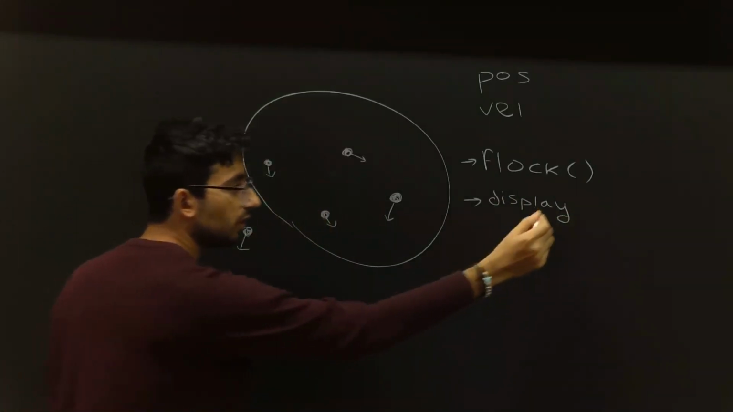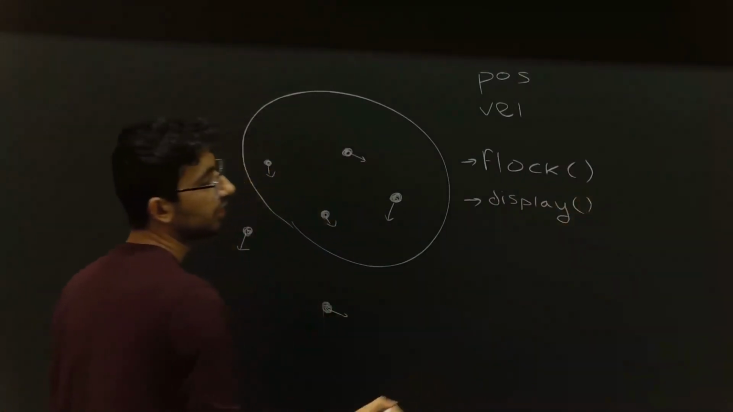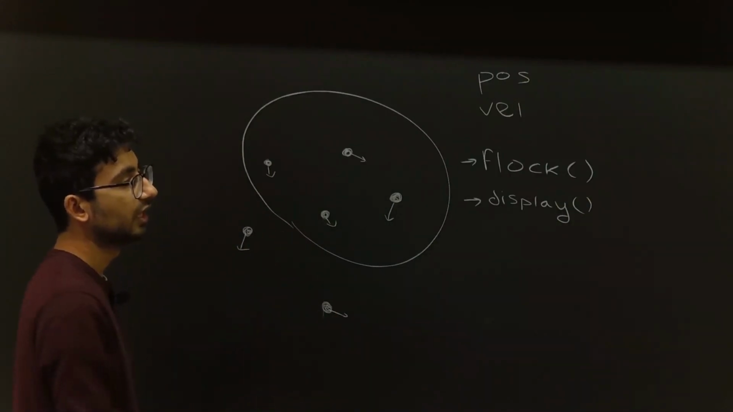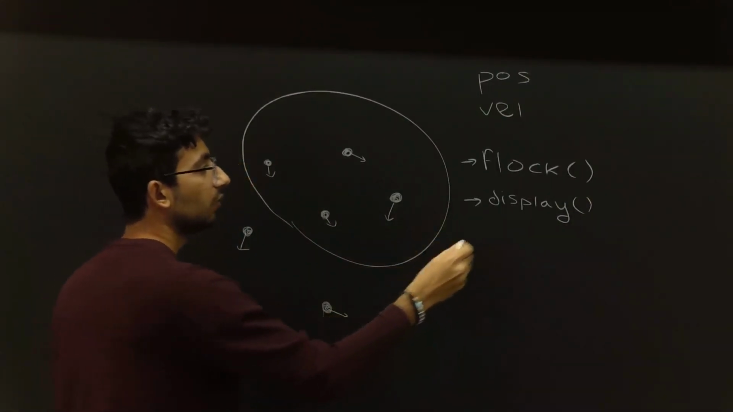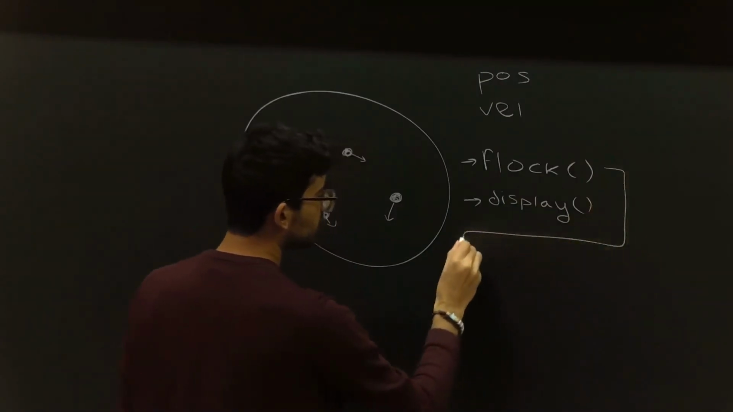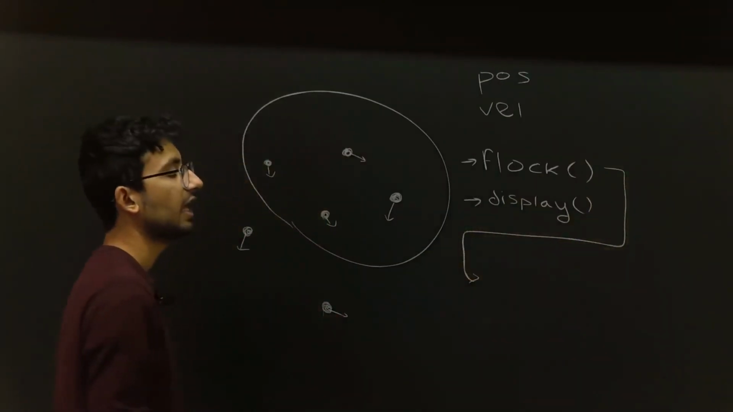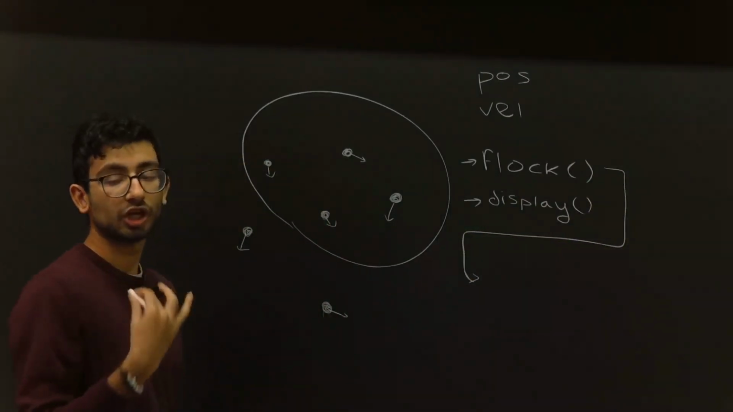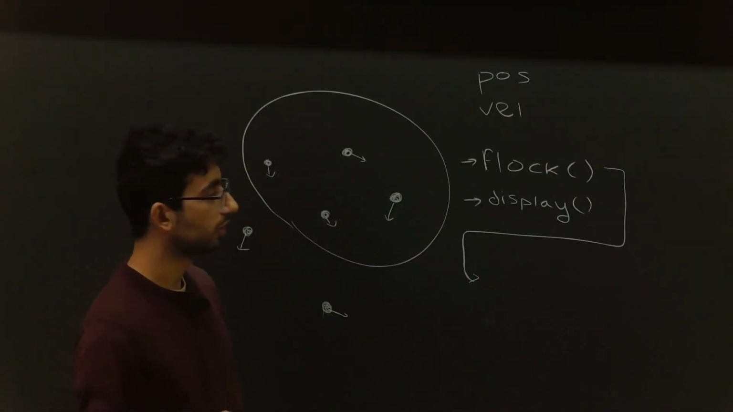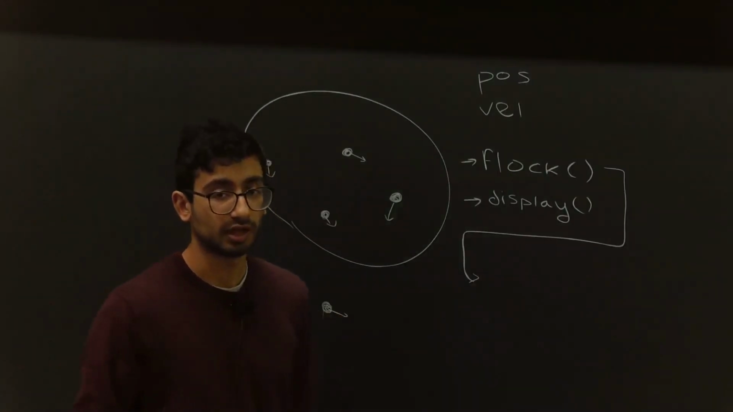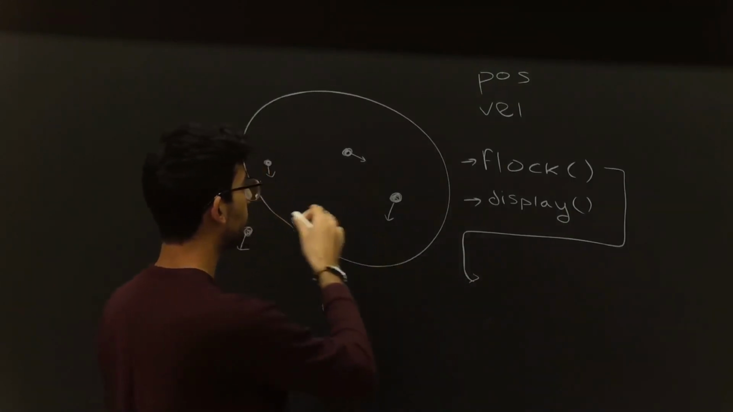And I think that's really all we need. We need the ability to flock, and we need the ability to display ourselves. So displaying yourself is pretty straightforward. What do I mean by flocking? Well, this is really where those 3 rules come in. Because we want to say, hey, we want you to adjust yourself and your position, your velocity, as a function of the Boids around you.